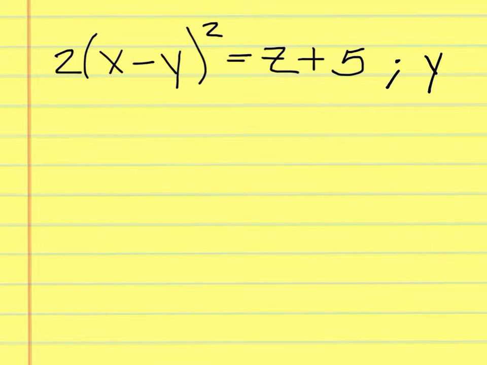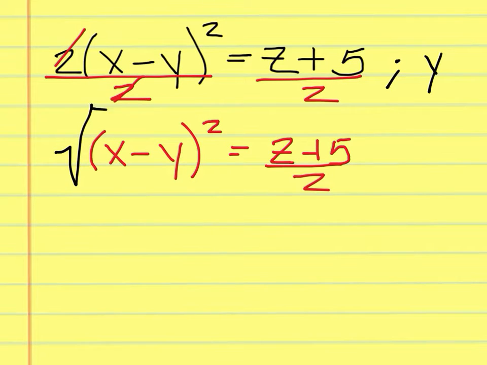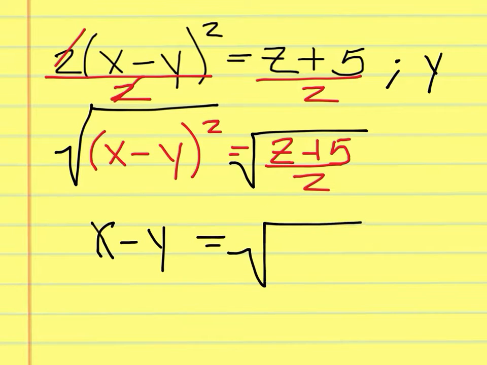To solve for y, we have to start undoing what's around it, and the first thing is the multiplication by 2. So we divide by 2 to cancel it out, and be left with the quantity squared of x minus y. On the right, you'll have z plus 5 over 2. To undo the perfect square, you need the square root. So you'll be left with a terribly drawn x minus y, and then on the right, the square root of z plus 5 over 2.